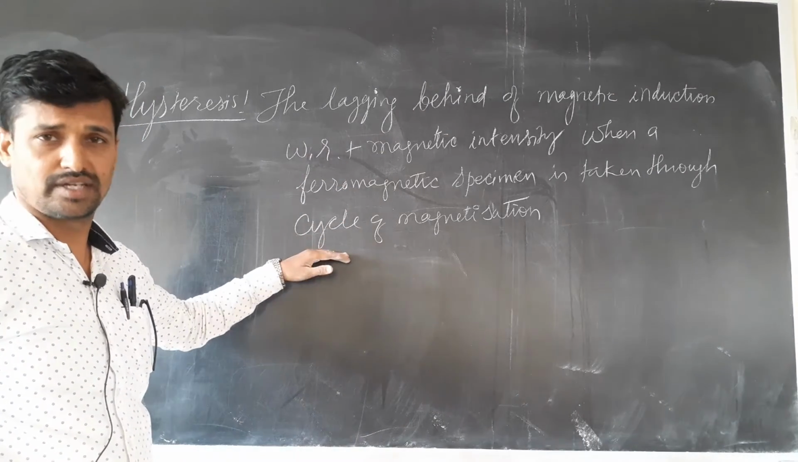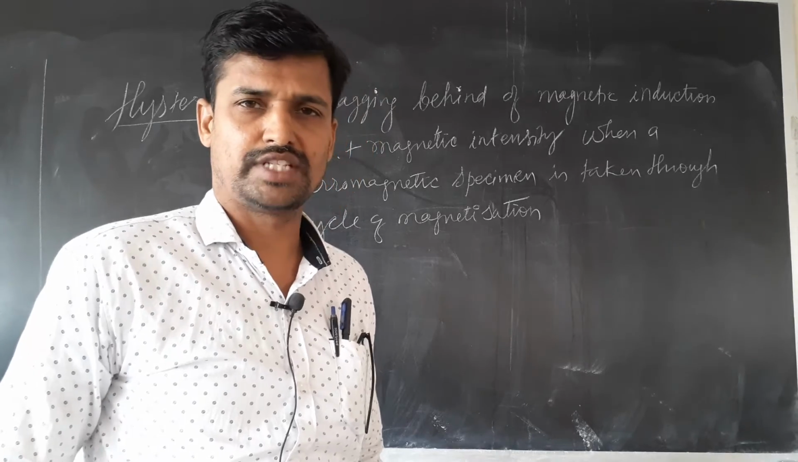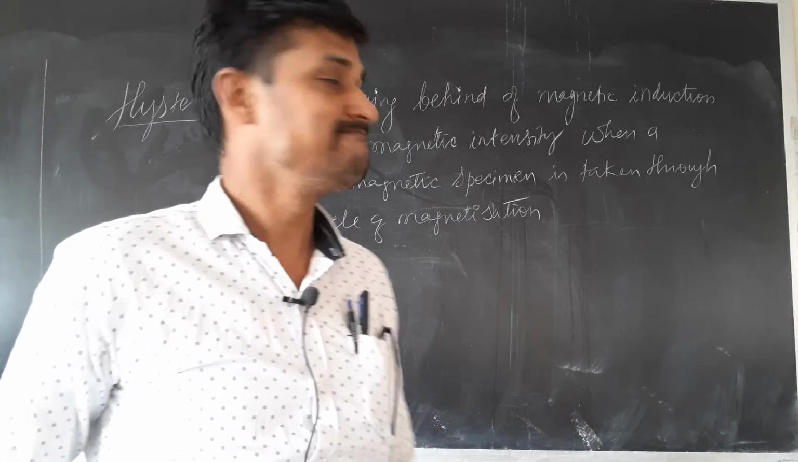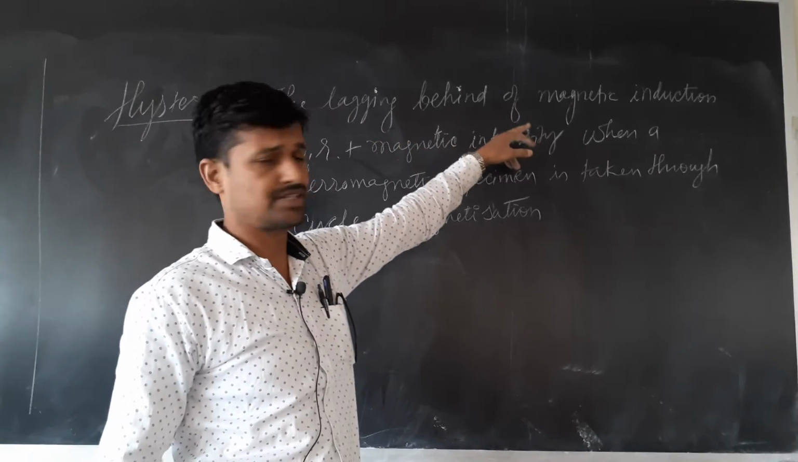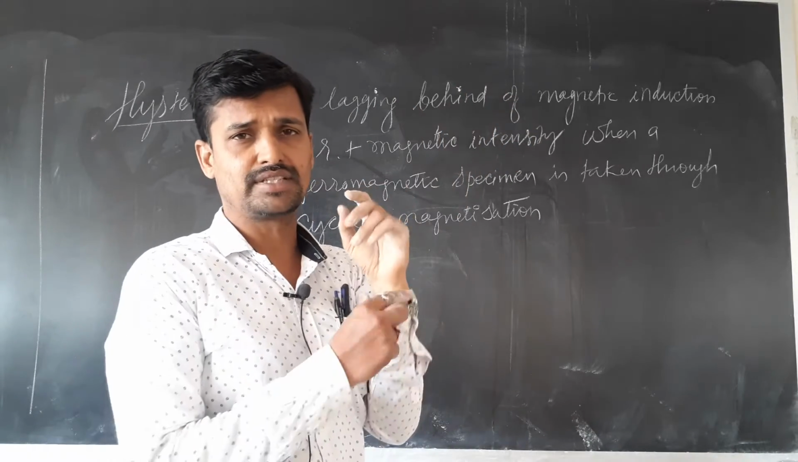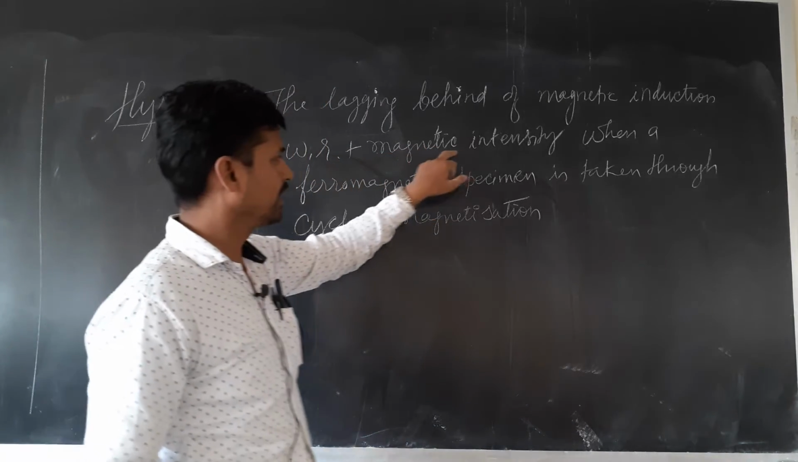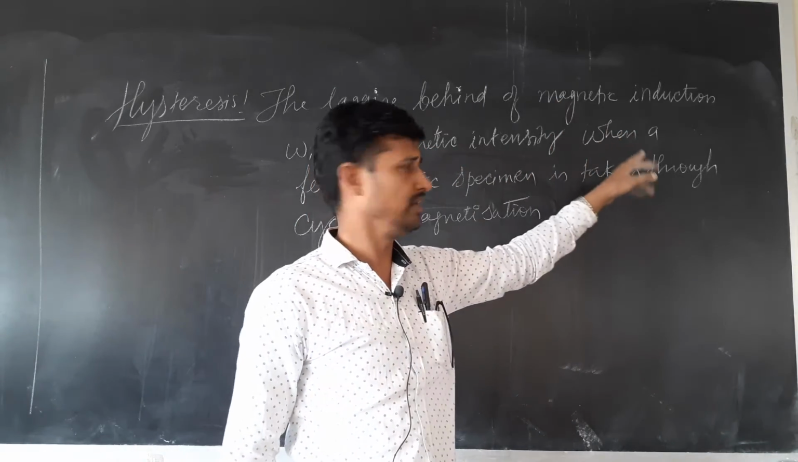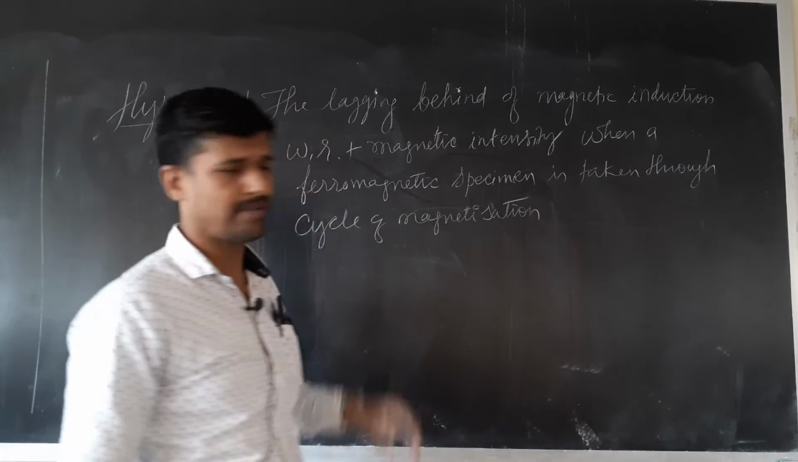This entire thing you will understand when the hysteresis curve is explained to you, not otherwise. Lagging behind means remaining behind. It is the lagging behind of magnetic induction or magnetic flux density of the specimen with respect to the magnetic intensity applied externally when a specimen is taken through a cycle of magnetization.